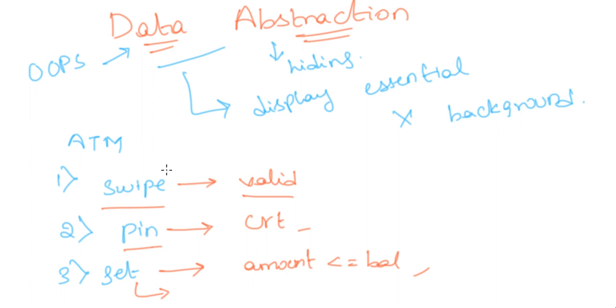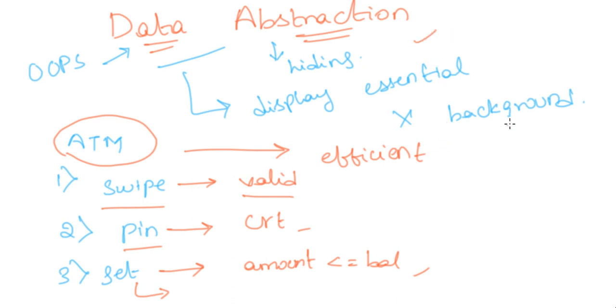Because of this kind of implementation, using an ATM has become quite easy for everybody. You need not be a computer science engineer or a programmer to use these kinds of machines, because all the toughest implementation and functionality has been hidden and only the simplest user interface has been provided to the user, so that the functionality will be done in a very efficient and convenient manner. That is the main essence of data abstraction.